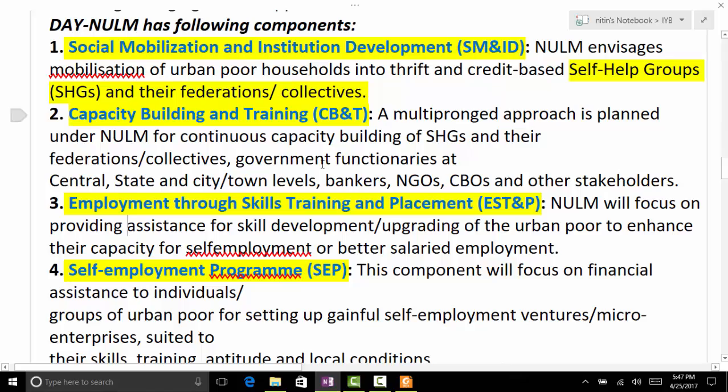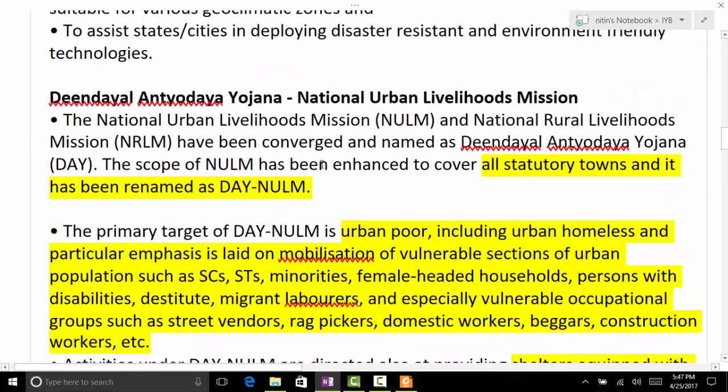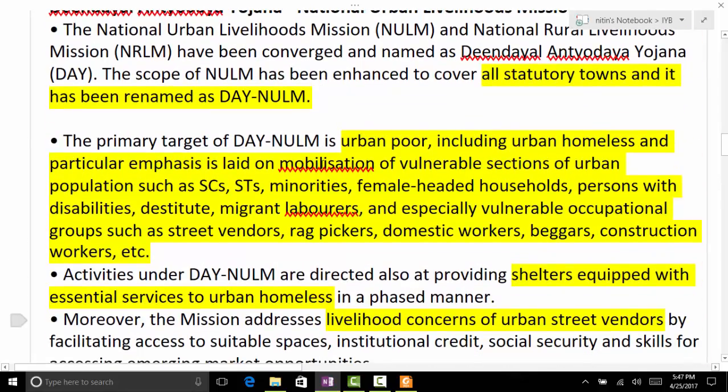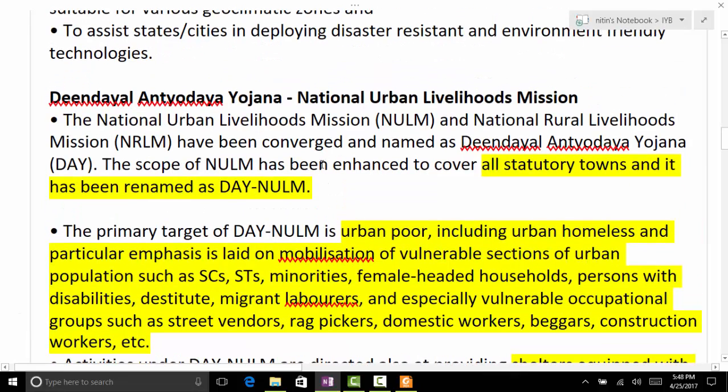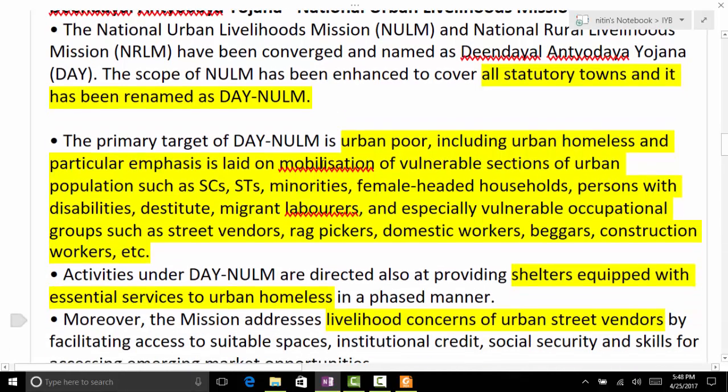Now see through the components once again. So who are the beneficiaries? These are the beneficiaries, the urban poor basically, and the vulnerable section of urban. So what to do for them? Livelihood and the shelter, both will be there. How livelihood? One thing is to link them through social mobilization, through SHGs and SHG federations. Second, capacity building of those. Third, skill training and employment.